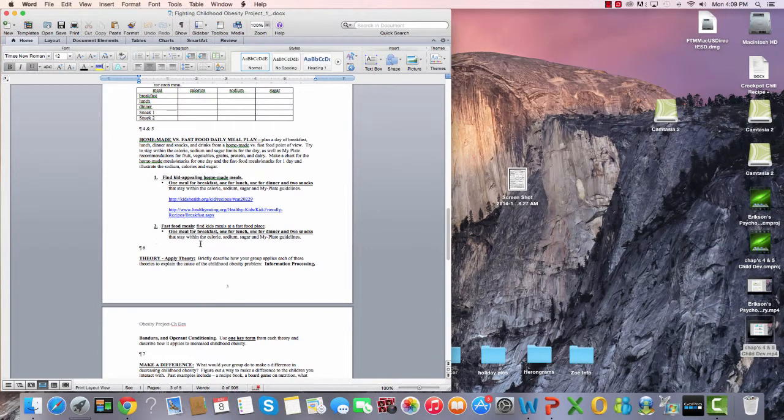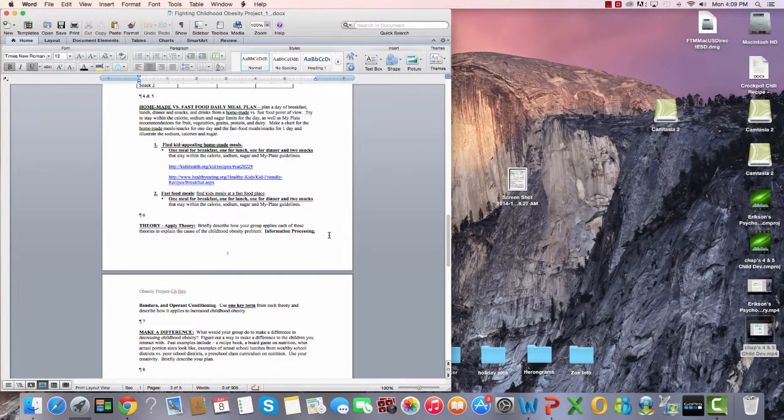Then what I want you to do is look at fast food meals and find 1 meal for breakfast, 1 for lunch, 1 for dinner, and find 2 snacks. Again, trying to stay within the calorie, sodium, sugar, and My Plate guidelines.